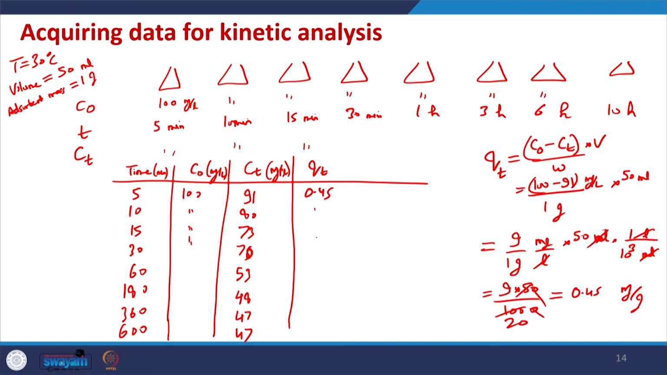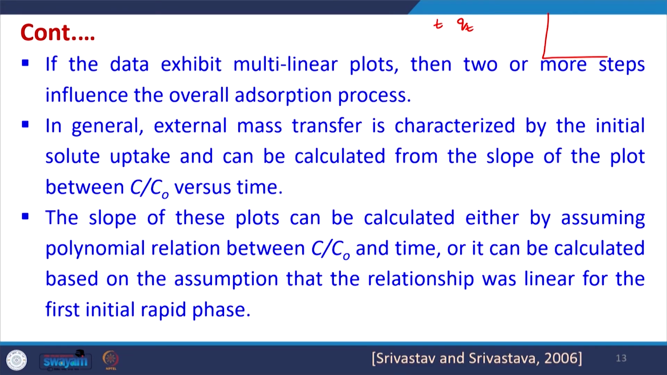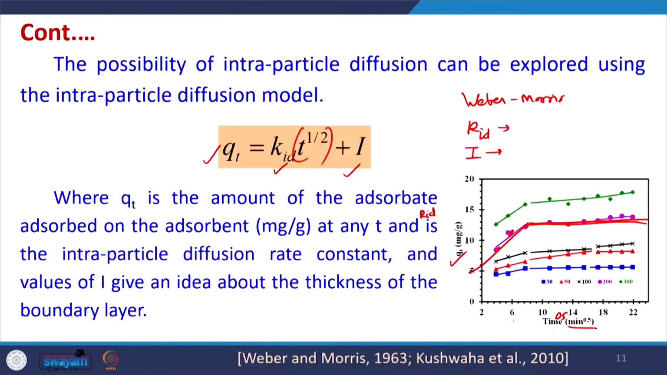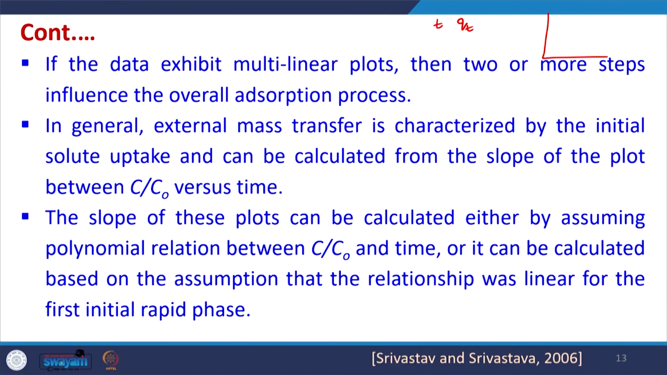So, similarly we can get all of these, and we can draw a graph of time in minutes and the QT value in milligram per gram. We can have some data like this. This is how we get the data, and in the second step we can fit all the models which were given earlier, pseudo first order, pseudo second order, etc., and we can try to solve it.